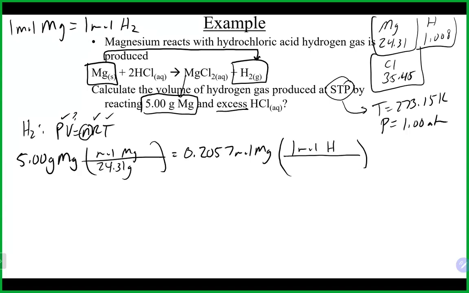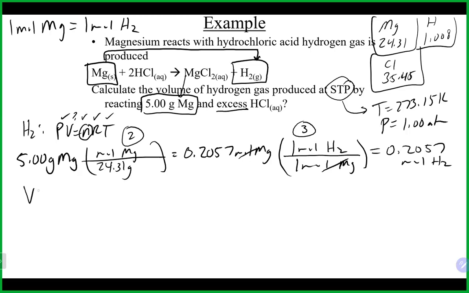1 mole of hydrogen on top. We want to get rid of the magnesium, so it'll go on the bottom so that they cancel. Again, this is basically step number 2, step number 3 in our stoichiometry type of move. I could do that math there. We didn't change anything. Basically 0.2057 moles of hydrogen at this point. Now that we have the moles of hydrogen, that was sort of the missing piece that we needed for our ideal gas law, much like we did previously.